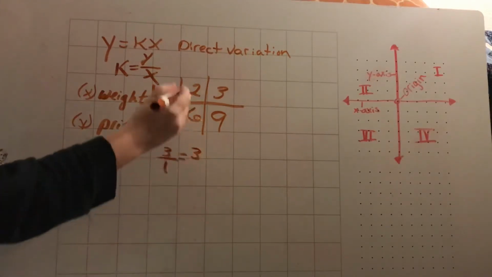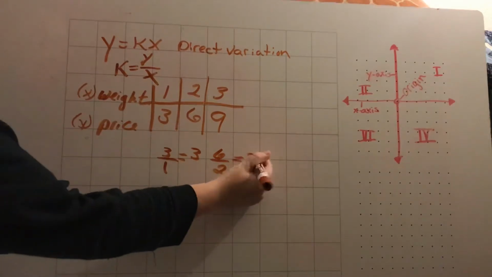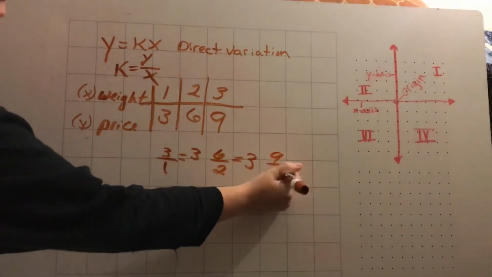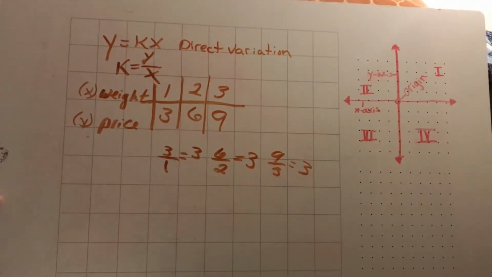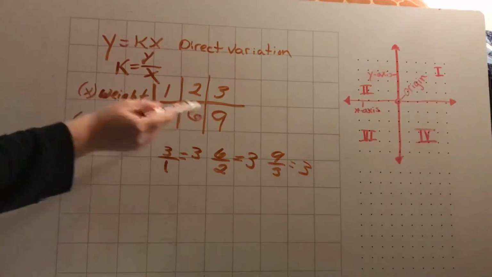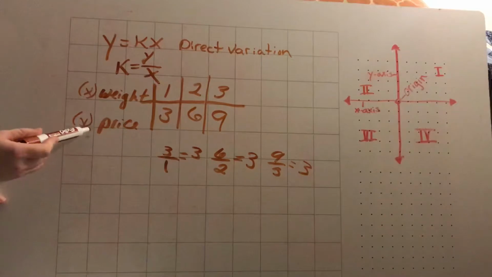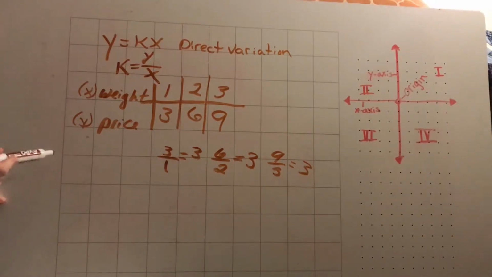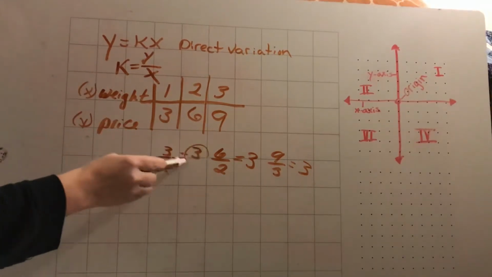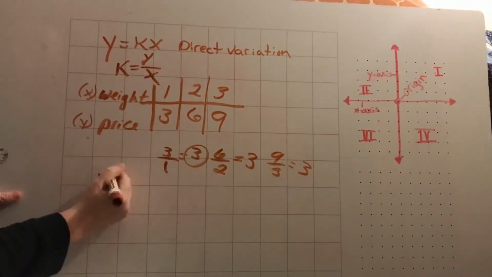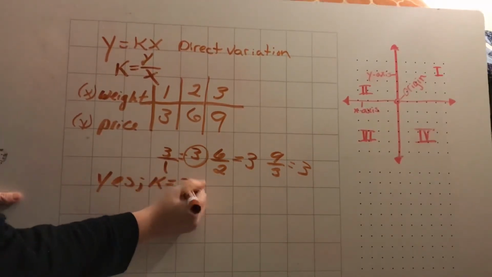Okay. Next one, we have 6 over 2 equals 3. 9 over 3 equals 3. So there's two parts to this question. The first part is, is this a representation of a direct variation? The answer is yes. The second part of the question is, what is the constant of variation, or k? Well, that is 3. So your answer is going to be yes, k equals 3.